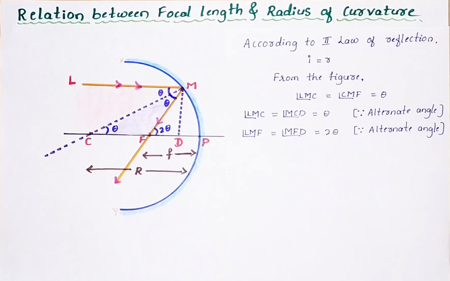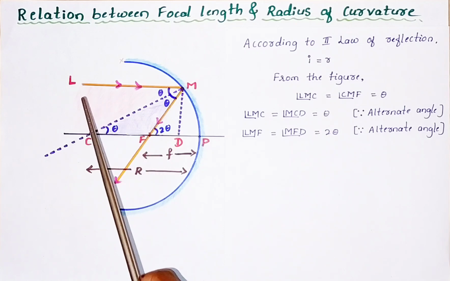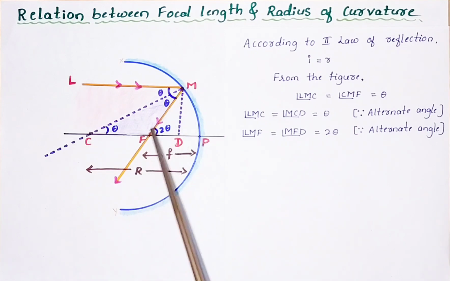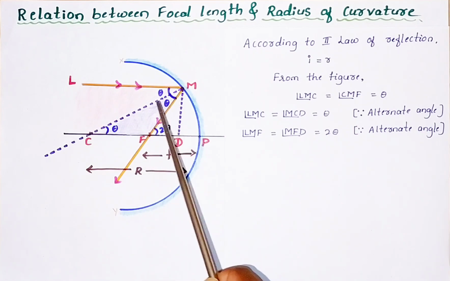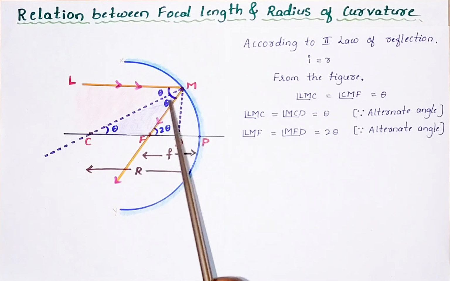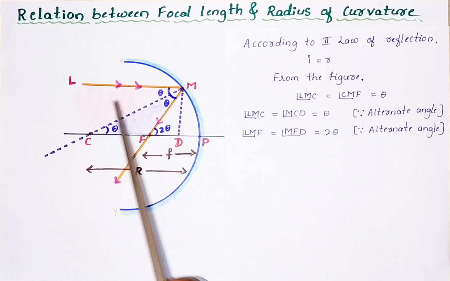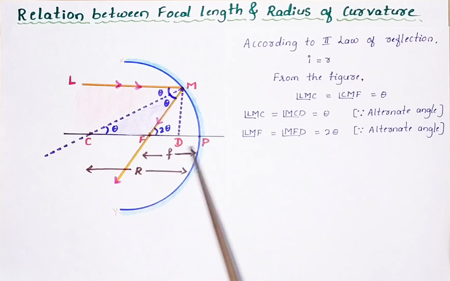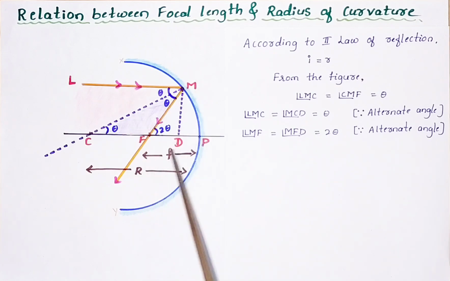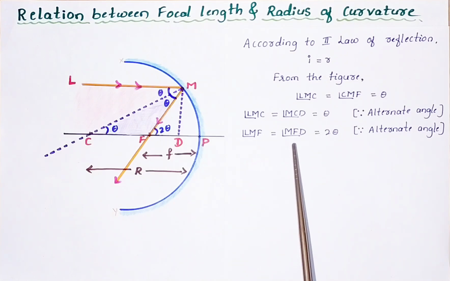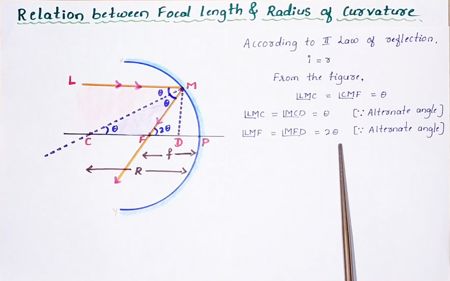So one more angle you can observe in the diagram, that is angle LMF. The total angle LMF is 2 theta, because theta plus theta becomes 2 theta. Similarly, angle MFD is 2 theta. This is again one more alternate angle. That is, angle LMF equals angle MFD equals 2 theta, because they are alternate angles.